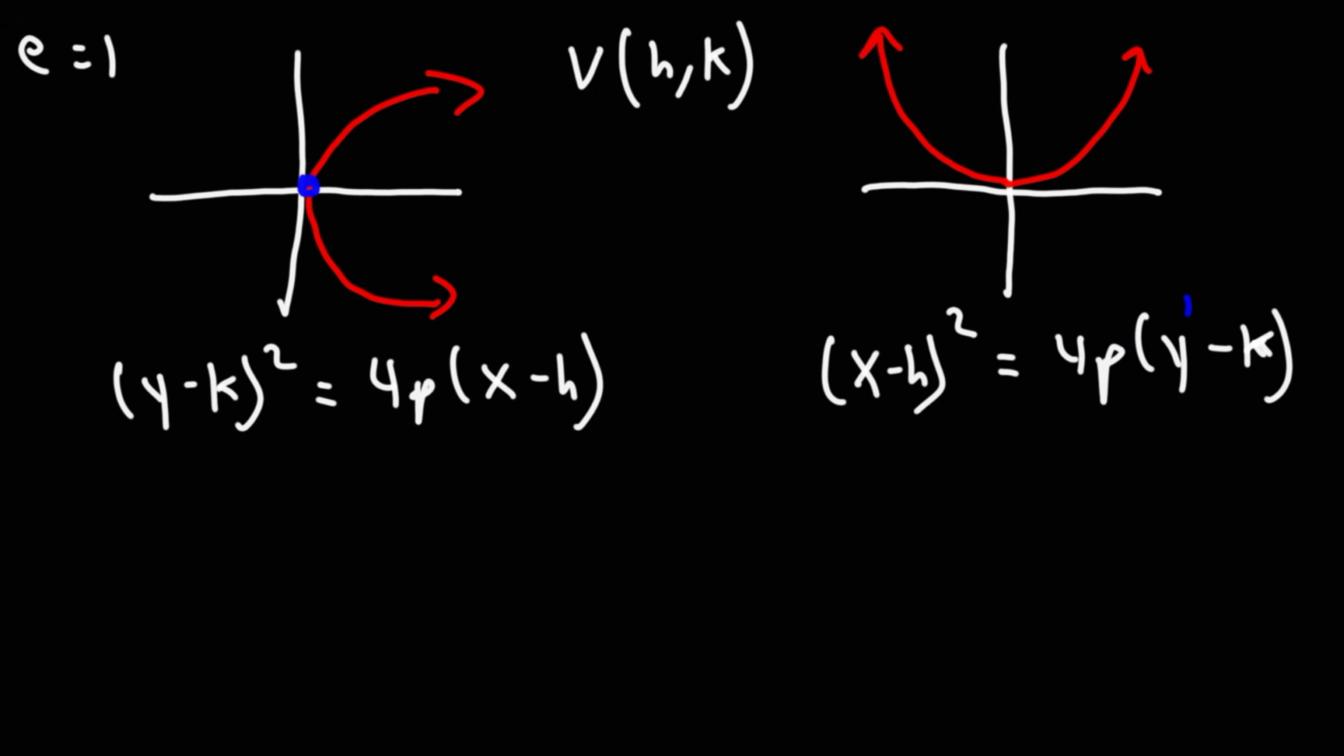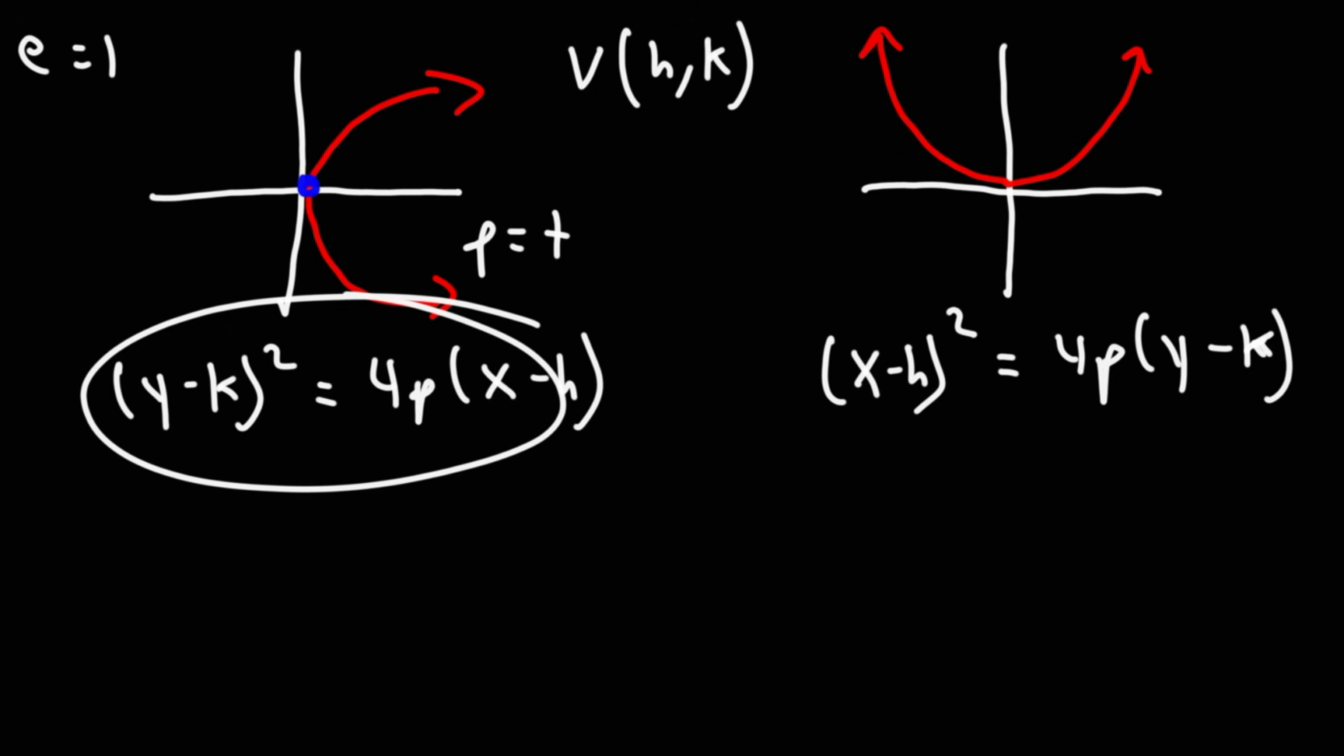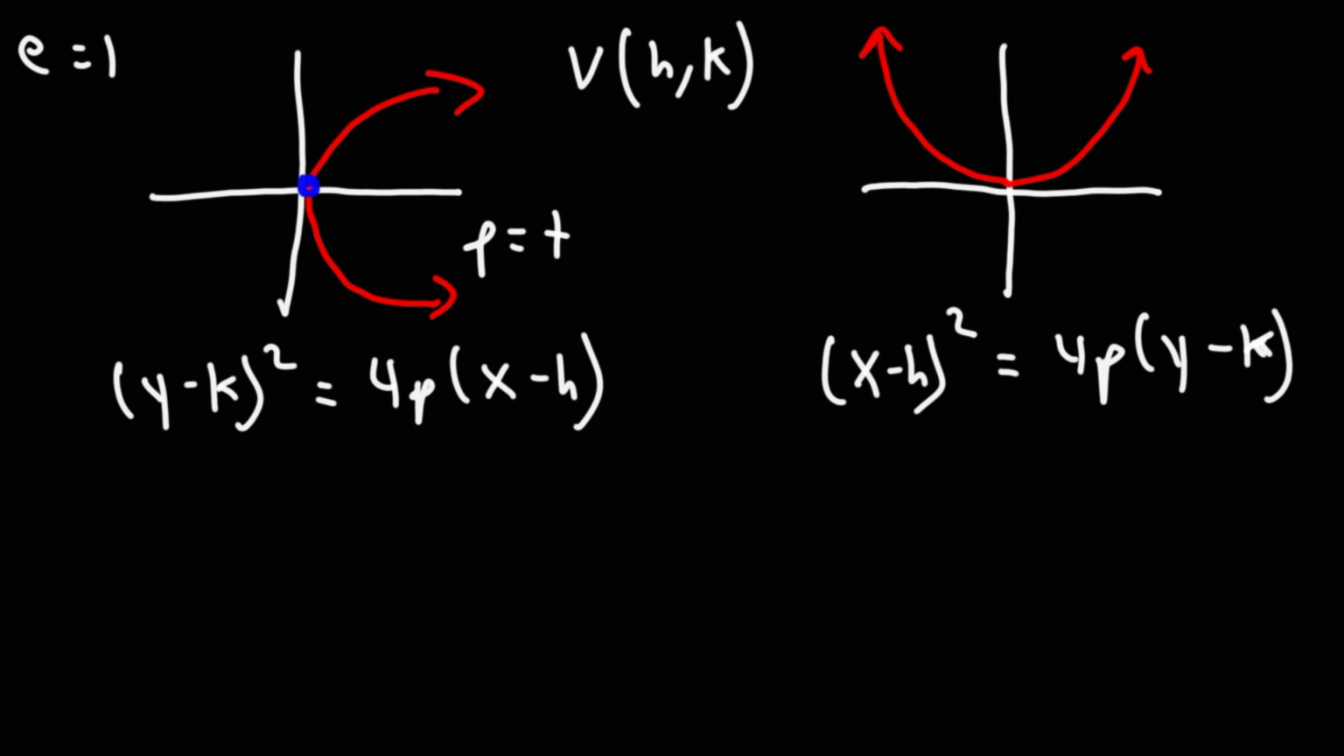What determines the direction in which they open is the sign of p. When p is positive, for this equation, it will open to the right. When p is negative, it will open to the left. For the equation on the right, when p is positive, it opens upward. If p is negative, it will open downward.